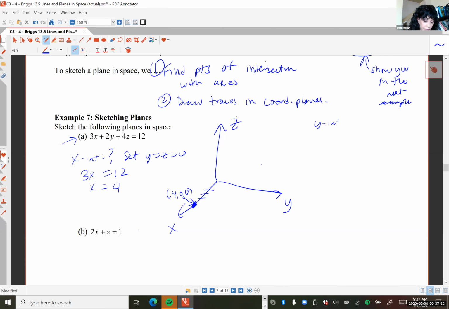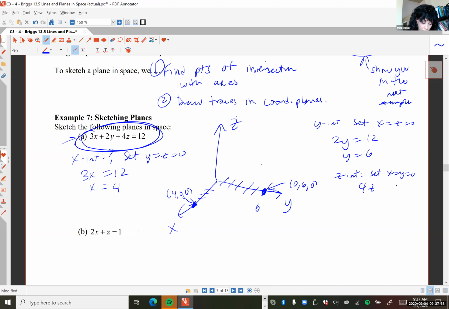How do you get a y-intercept? Well, you force the x and z coordinates to be 0. So in your equation, you'll have 2y equals 12, or y equals 6. So here at the 6, this point (0, 6, 0) lives on the plane. And then finally, for your z-intercept, you force x and y to equal 0 in your plane equation over here. And you'll have 4z equals 12, but that means z equals 3. So the point (0, 0, 3) is a point on your plane.